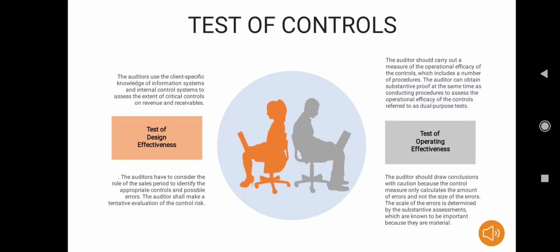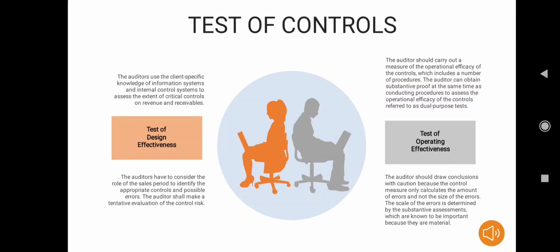The second one is test of operating effectiveness. The auditor shall carry out a measure of the operational efficacy of the controls, which includes a number of procedures. The auditor may, for example, conduct observation, performance, and record inspection, which is vouching and tracing. The auditor can obtain substantive proof at the same time as concluding the procedures to assess the operational efficacy of the control, referred to as a dual-purpose test.